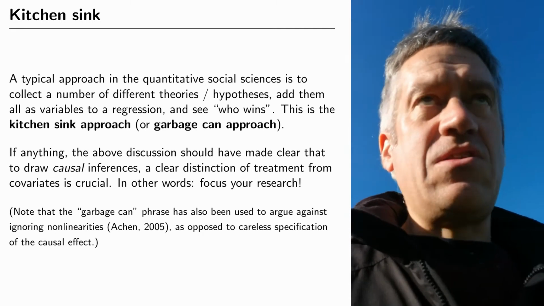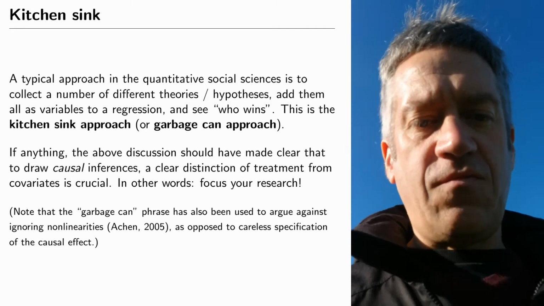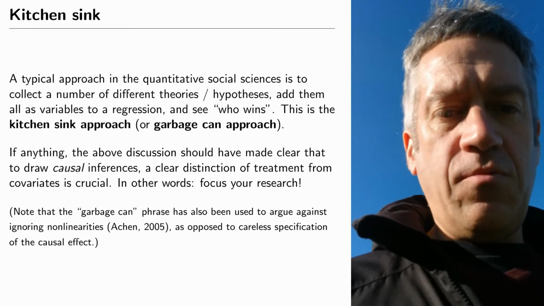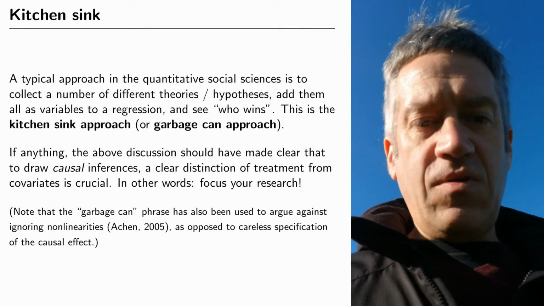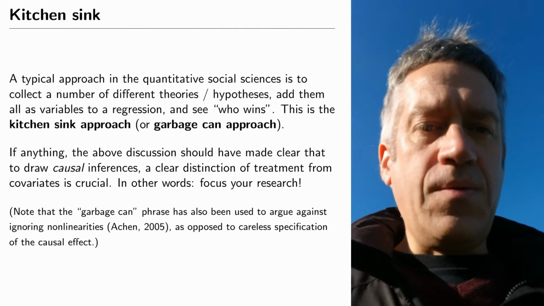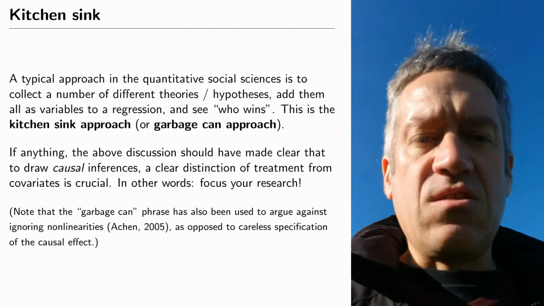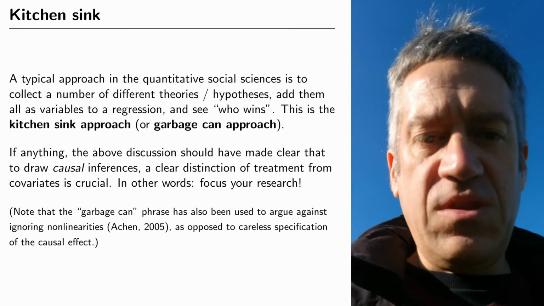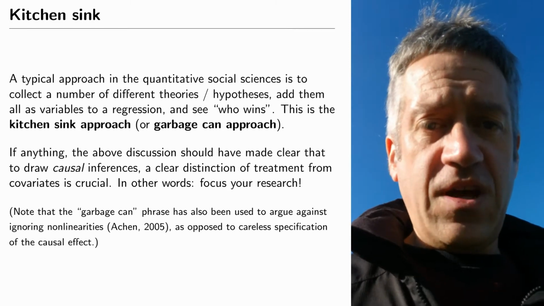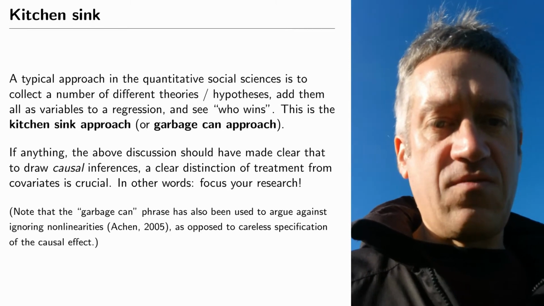So this idea that you can just find variables for a set of competing theories, put them all in one regression, and then see which ones are significant, what some people call the kitchen sink approach or the garbage can approach, it does not work, right? Because for some theories, you have the correct specification, for other theories, you have the wrong specification.